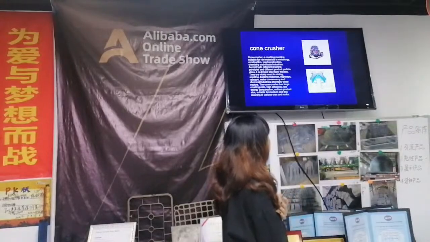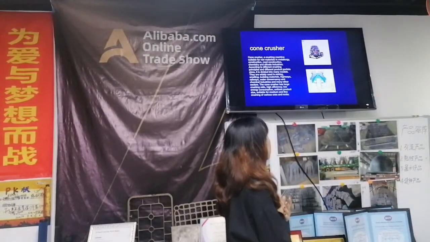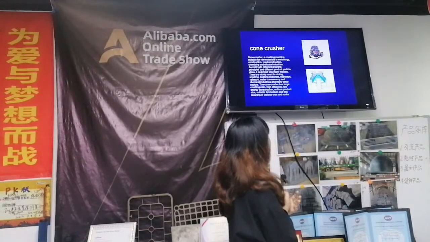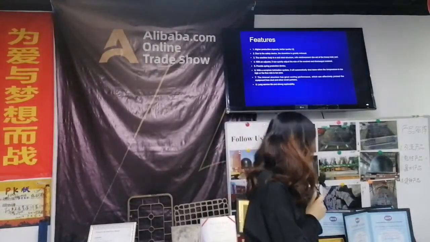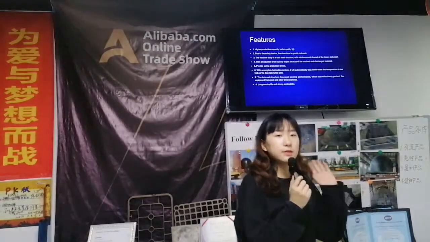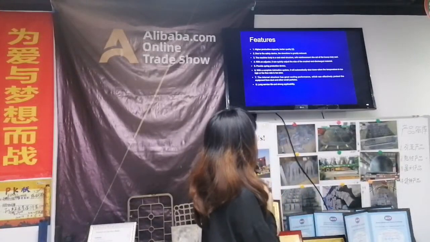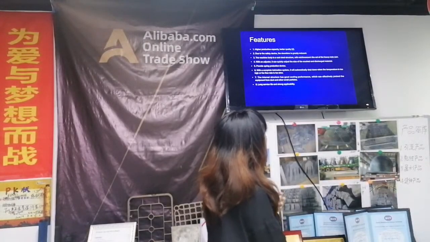The cone crusher has a large crushing ratio, high efficiency, low energy consumption, and uniform product size, suitable for medium and fine crushing of ores and rocks. Features about this crusher: there are about eight features. The first is a higher production capacity and better quality.